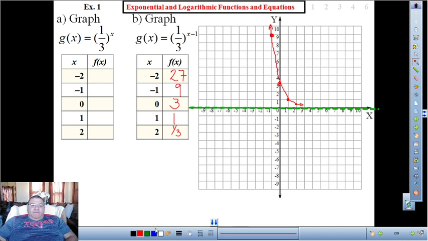Now let me graph the previous one, which was this one. And we said this was what? Negative 2, 9. Negative 1, 3. 0, 1. 1, 1/3. And 2, 1/9. Let me graph that. Negative 2, 9. Negative 1, 3. 0, 1. 1, 1/3. And 2, 1/9.